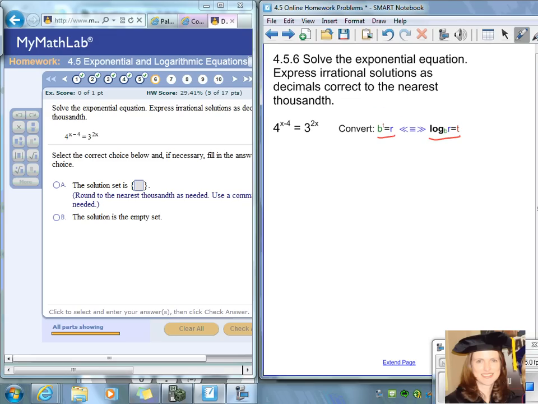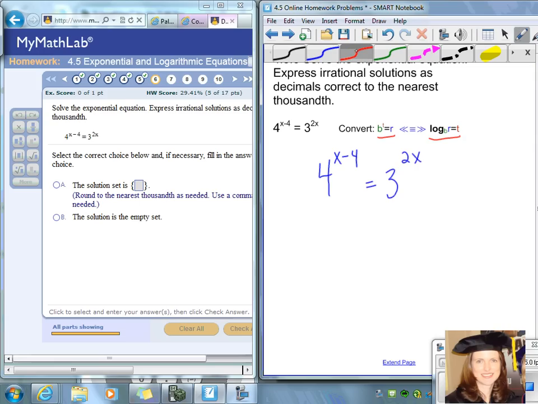So a way around that is actually by taking the logarithm of both sides, and I'll show you what that means. And when you take the logarithm of both sides, these exponents you can bring out in front. That's one of the properties of logarithms.